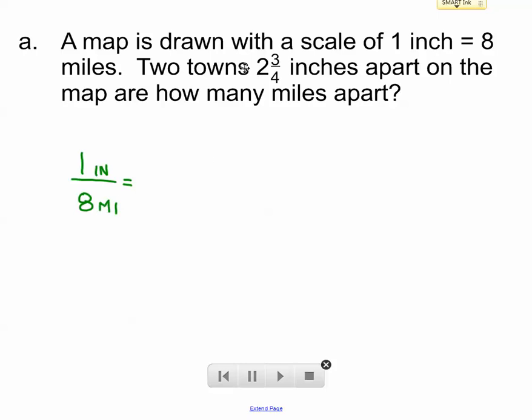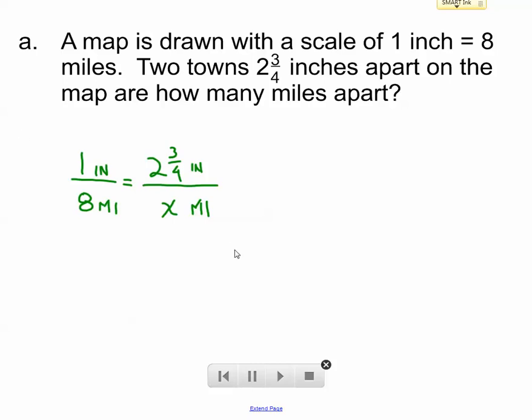Now what I'm going to do is take the other piece of information they give me. Two towns are 2 3/4 inches apart on the map. How many miles apart are they? So the question is, as we set up this proportion, where does that 2 3/4 go? It goes on the top, 2 3/4 inches on the map. We're trying to figure out how many miles that equals in real life. So there's our proportion, and there's our scale. It's equal to 2 3/4 inch over x miles.